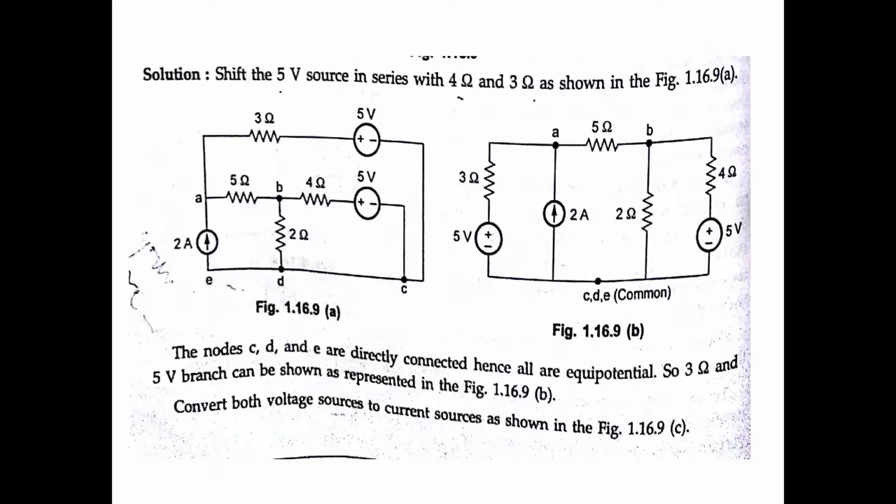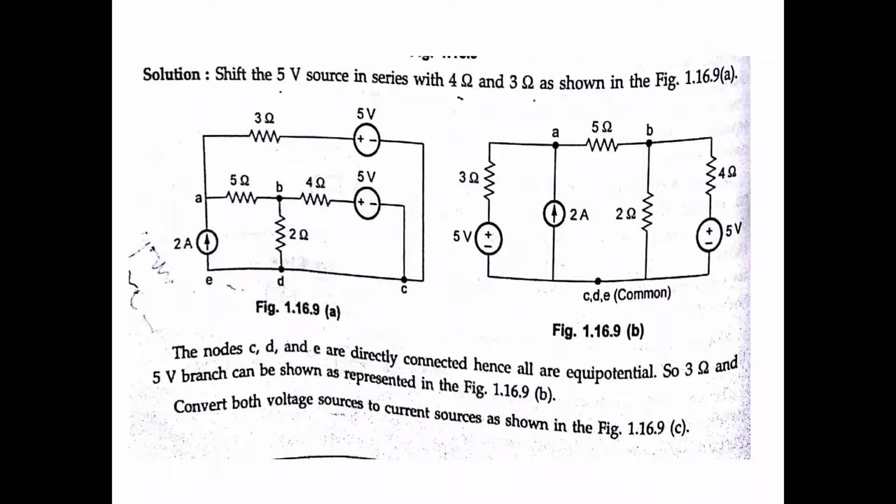In the next diagram, 5 volts with 3 ohm on one side, the 2 amps as it is, and the remaining 5, 2, 4, 5 as it is. It means 4 and 5 on one side, 3 and 5 on the left side, 4 ohm and 5 ohm on the right side, the remaining as it is. The nodes C and D are directly connected, hence they are at equal potential.